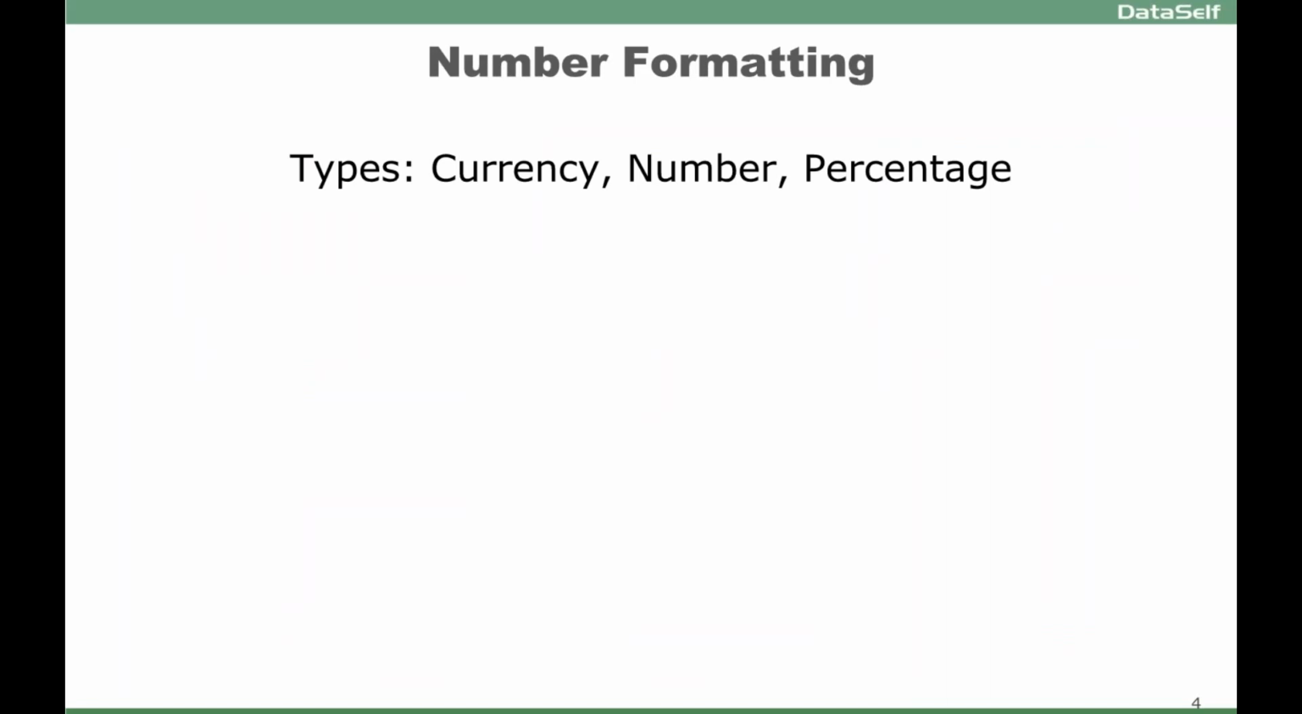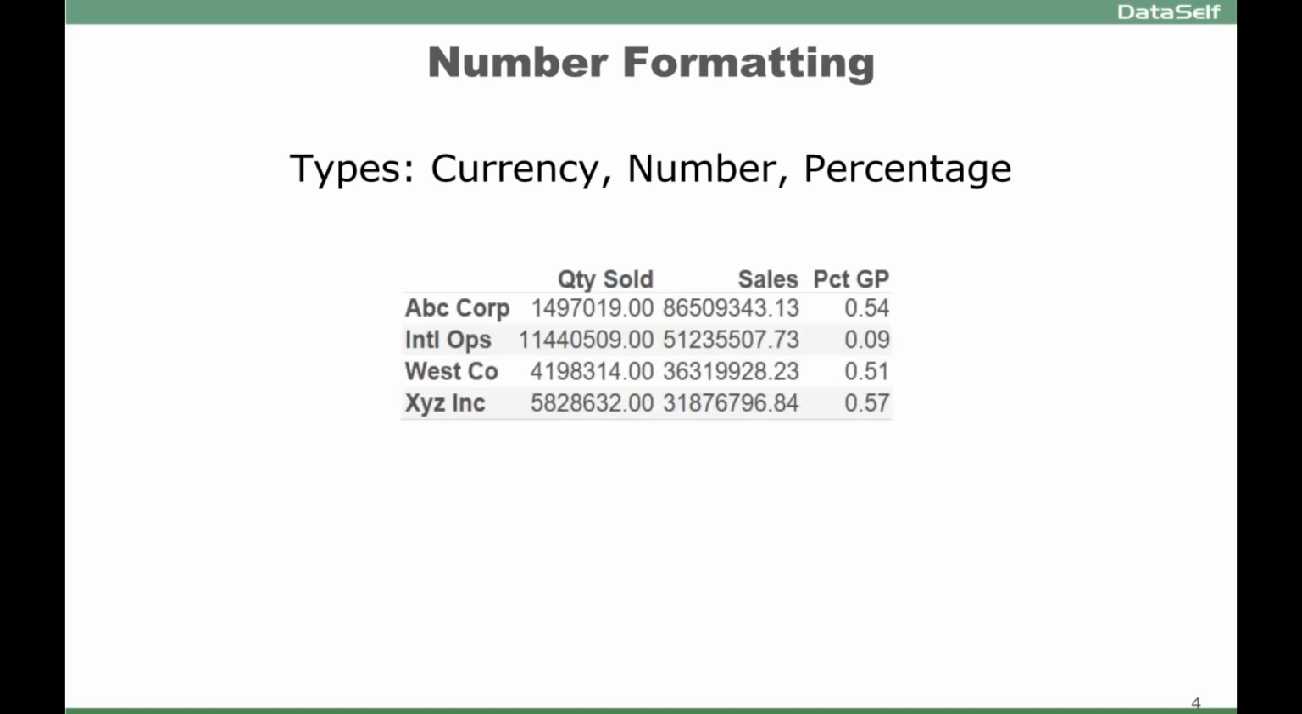Let's talk about formatting numbers and dates. And when it comes to numbers, usually we talk about currency, regular numbers like for quantities, and percentages. This is a very simple example, kind of ugly. This is showing quantity sold, sales amount, and percentage gross profit by different companies. Very hard to read. Numbers are not formatted and not telling the message.